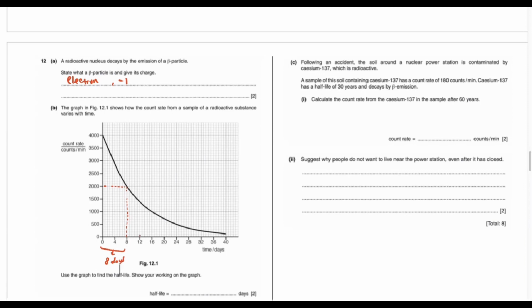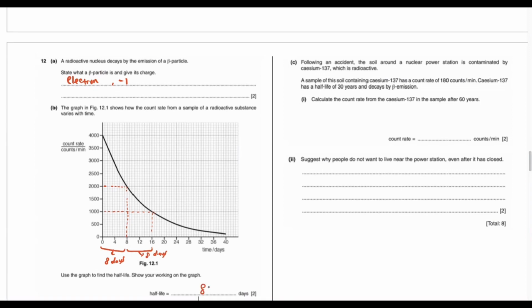If you want to double confirm your answer, you take another half-life. So the half of 2,000 is 1,000. You bring it to the bottom, and you see that it takes another 8 days. Another 8 days. So from here, we confirm already. The half-life is 8 days.